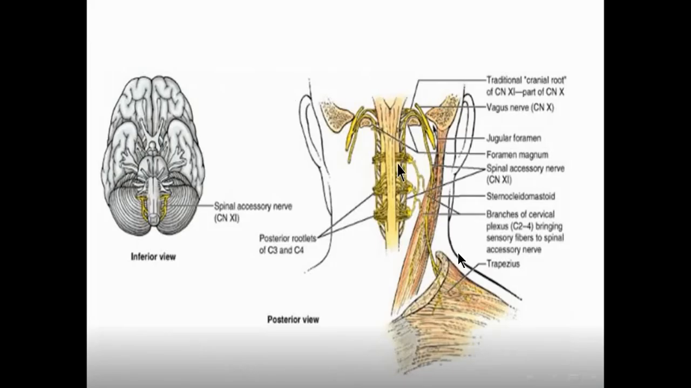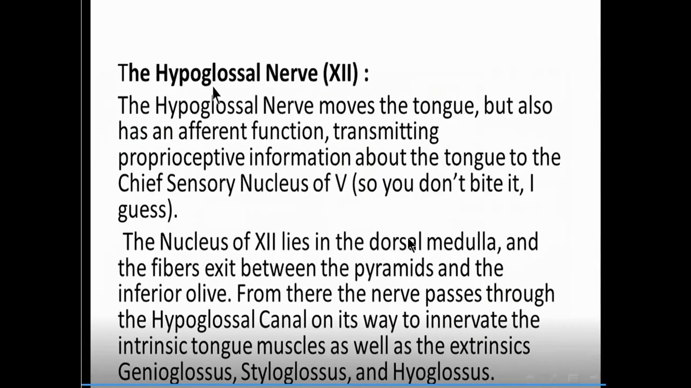This picture shows the spinal accessory nerve, from C1 to C5, which then passes through the foramen magnum and appears at the jugular foramen to supply the neck. This is the trapezius muscle and the sternocleidomastoid muscle.